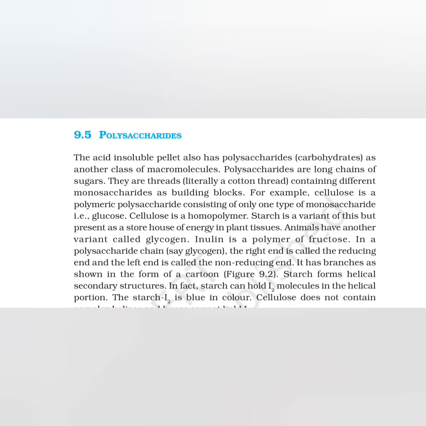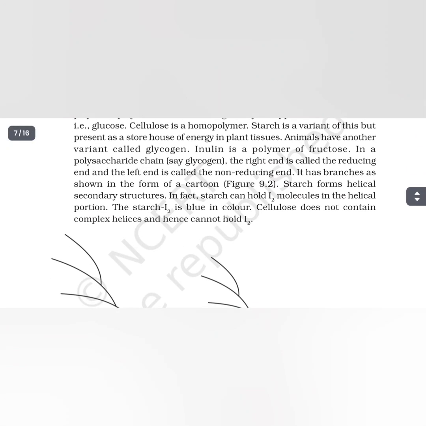Starch is a variant of this but present as a storehouse of energy in plant tissues. Animals have another variant called glycogen. Inulin is a polymer of fructose. In a polysaccharide chain, say glycogen, the right end is called the reducing end and the left end is called the non-reducing end. It has branches as shown in the form of a cartoon.